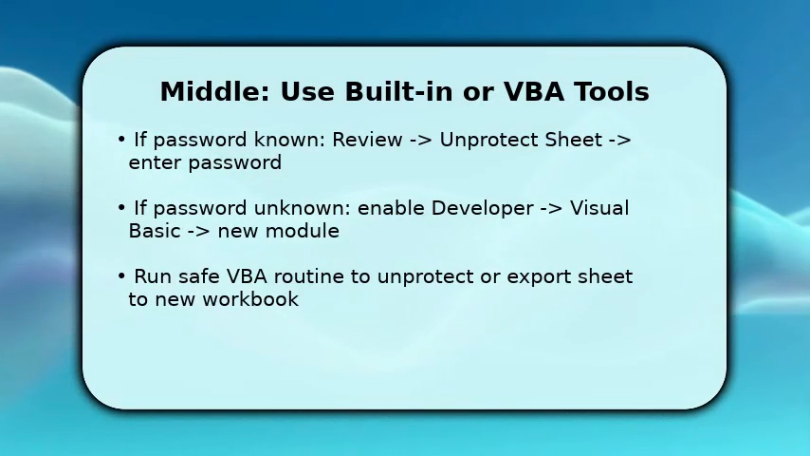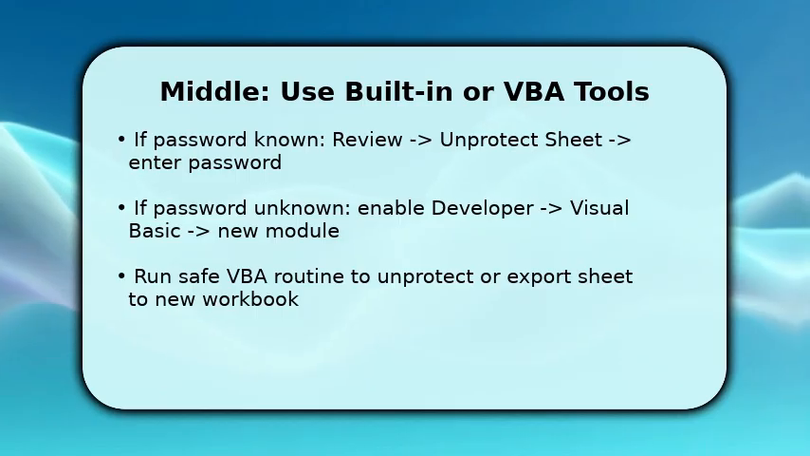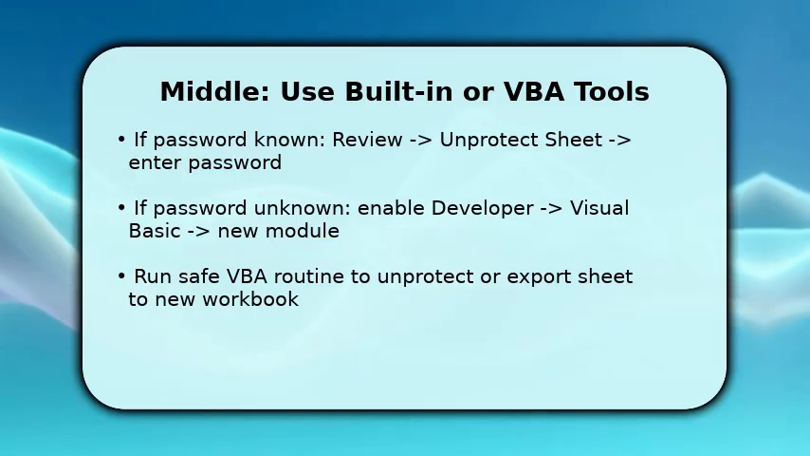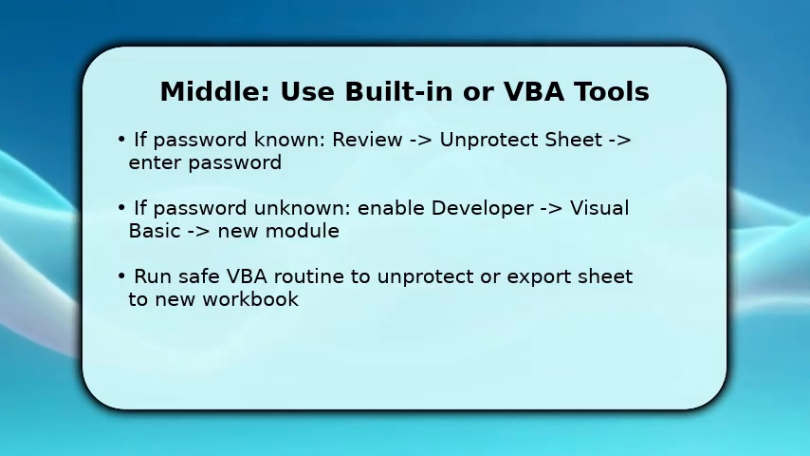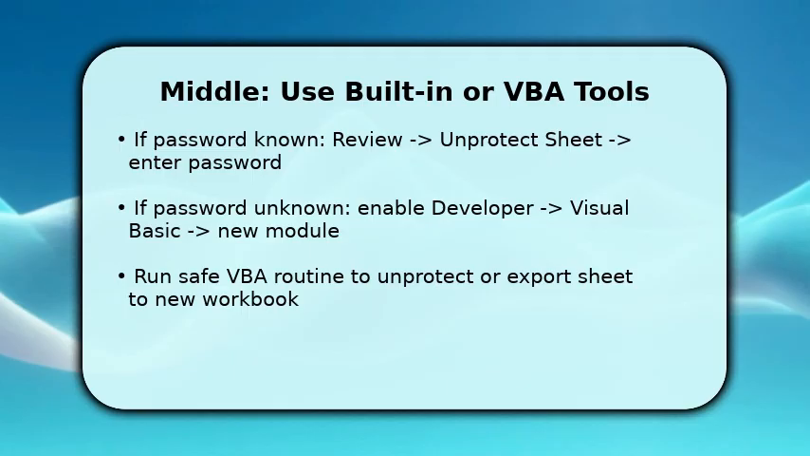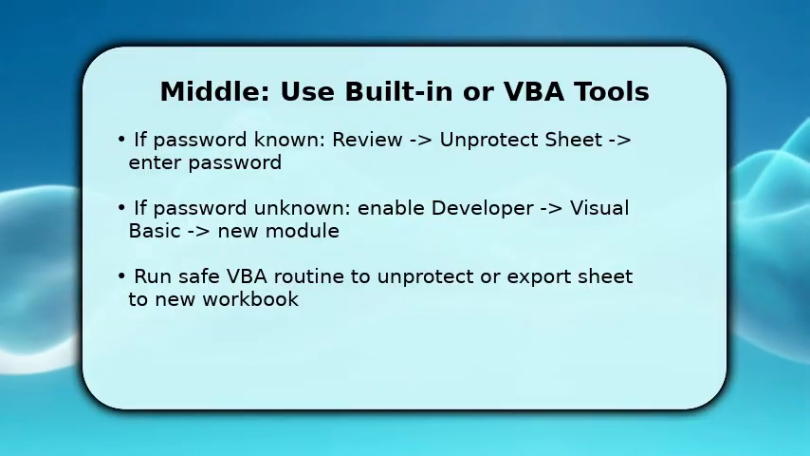Now perform the core steps. If you know the password, Unprotect Sheet is immediate, enter it and verify cells unlock. If not, enable the Developer tab, open Visual Basic, insert a module and paste a short, widely used routine that iterates protection properties to remove sheet protection. This works for non-encrypted protection. Once the routine runs, test edits and formulas.